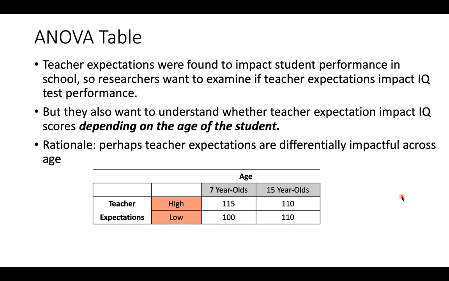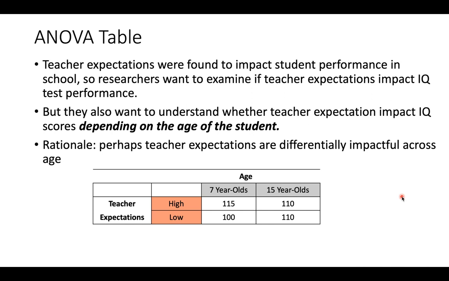Okay, so let's do an example all the way through from marginal means all the way to an ANOVA table, and we'll see how our interpretation of marginal means sort of intersects with our ANOVA table and interpretation.